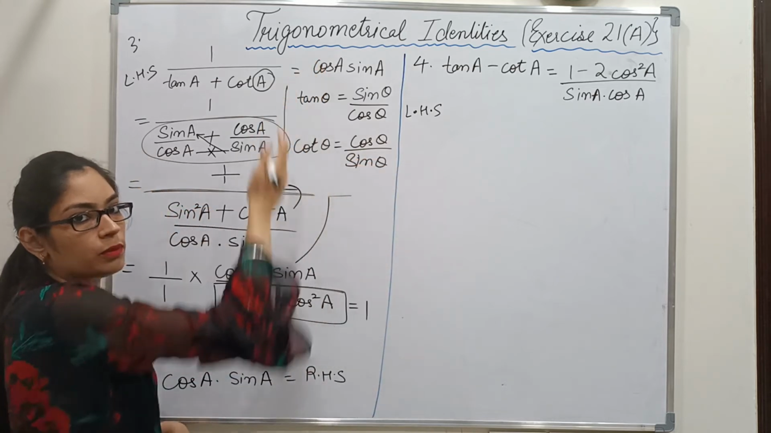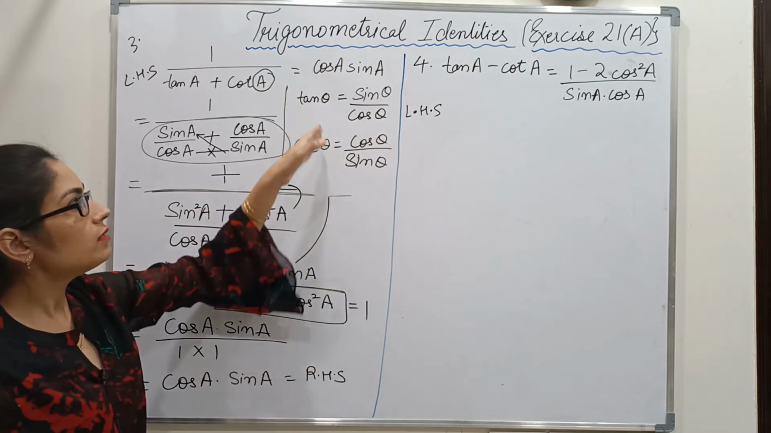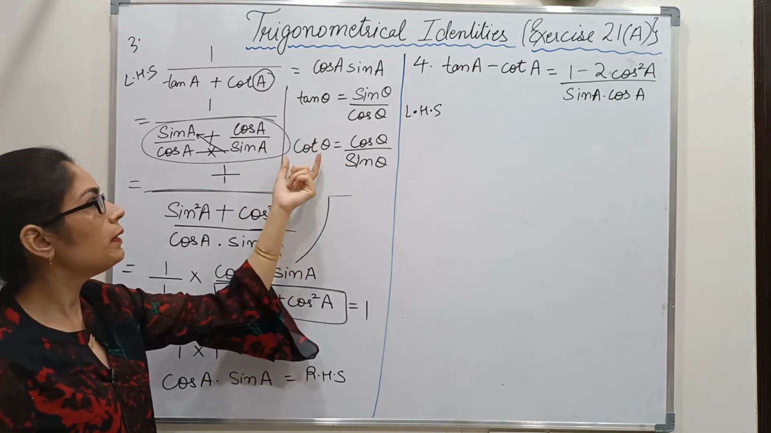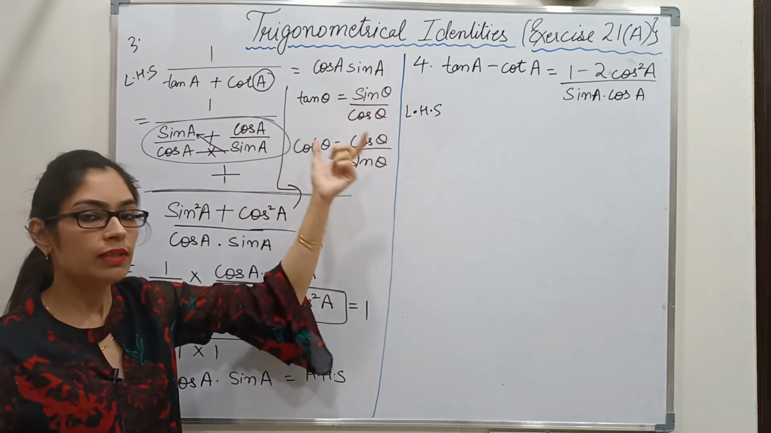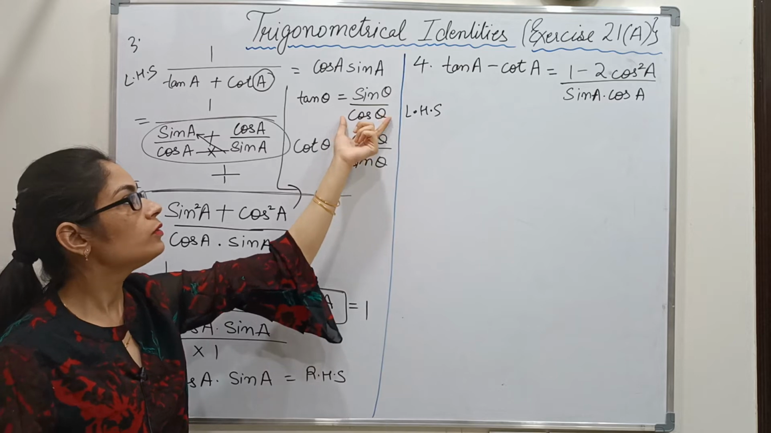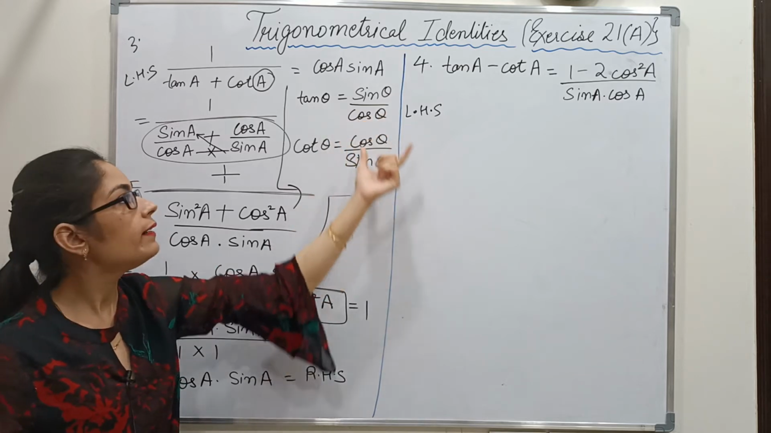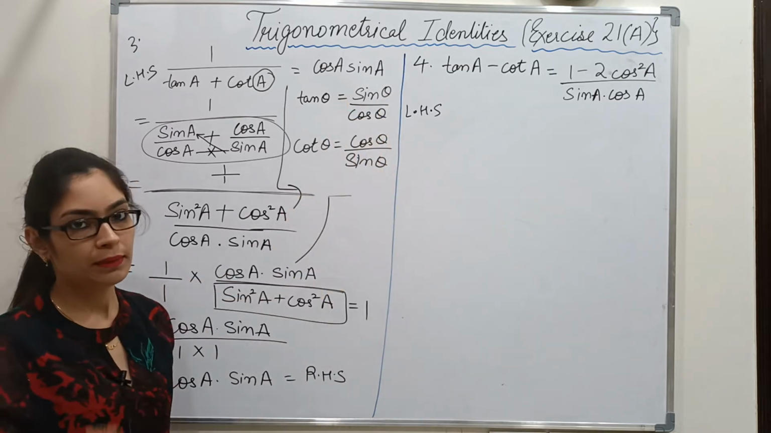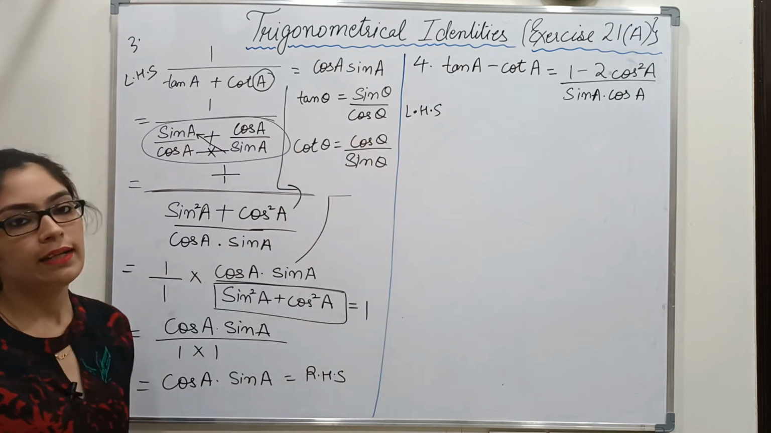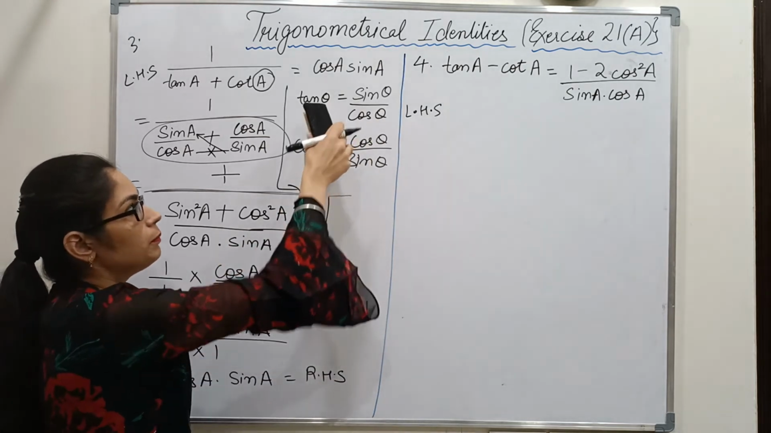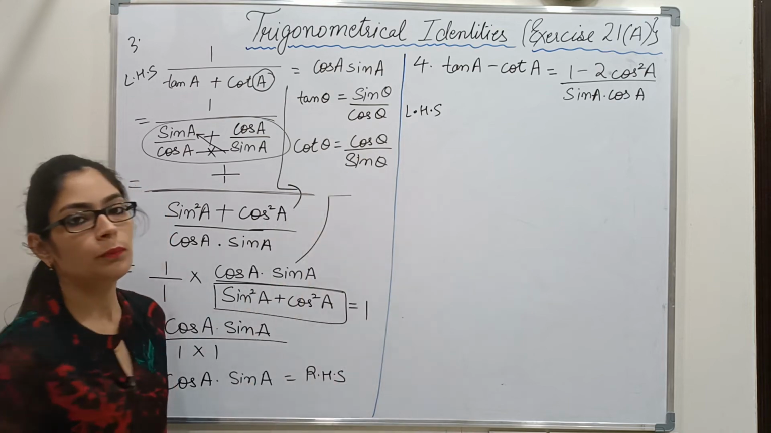Because cot is the reciprocal of tan. So that means whatever is tan, sin by cos, we have to do its reciprocal. So cos will come to numerator and sin will go to denominator. So cot this way we are getting. Same thing, but it's a reciprocal. So that is why this way we can write.